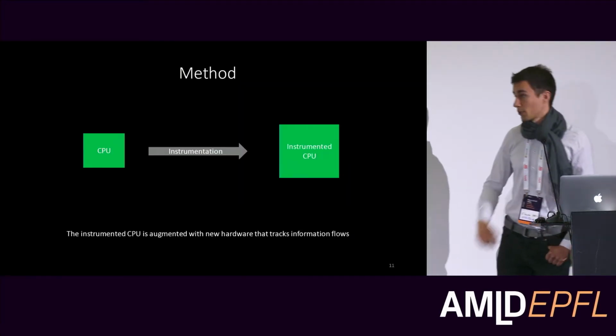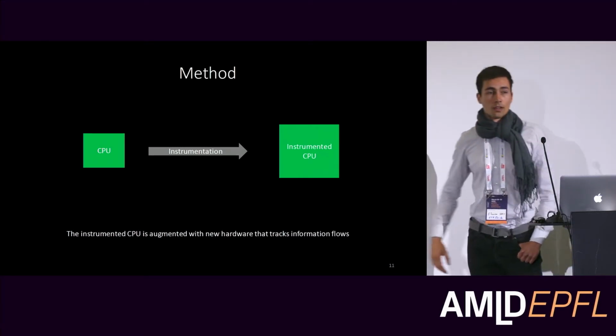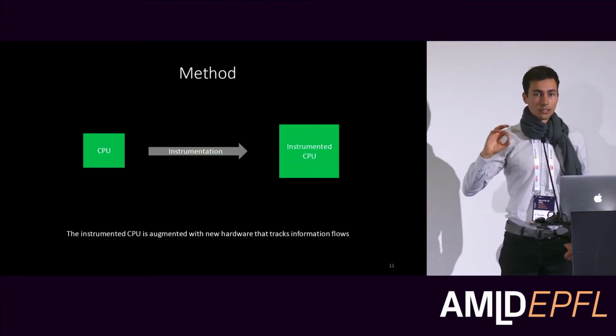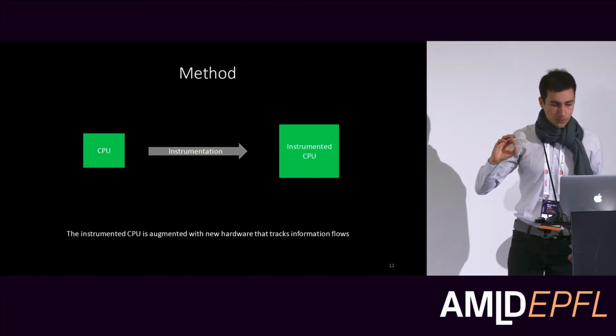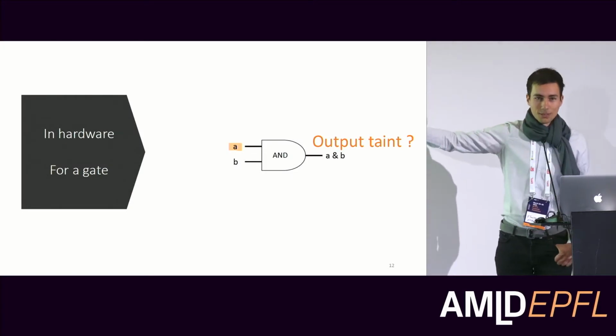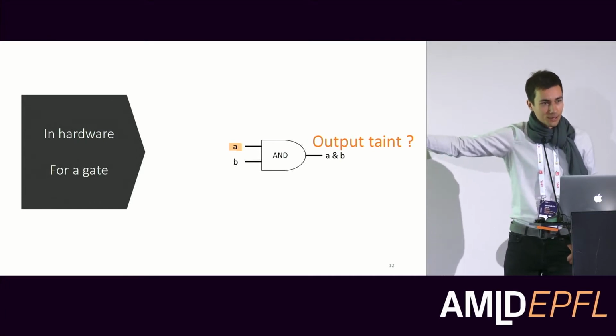Just a little bit of background. How do we do this? We take a CPU, for example, or any kind of design. We keep the same functionality, but we add new hardware that allows tracking the information flow. Let's take an example. This is an AND gate. You're probably very familiar with that. I assume that A is secret, and B is not secret, but it's fixed.